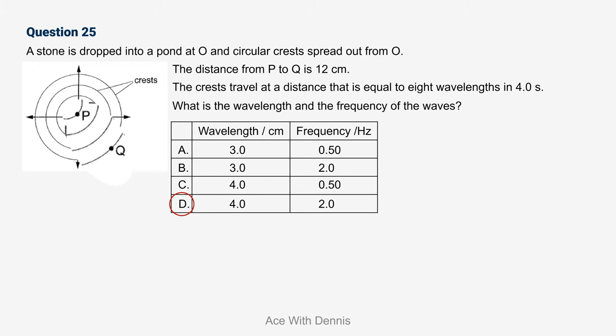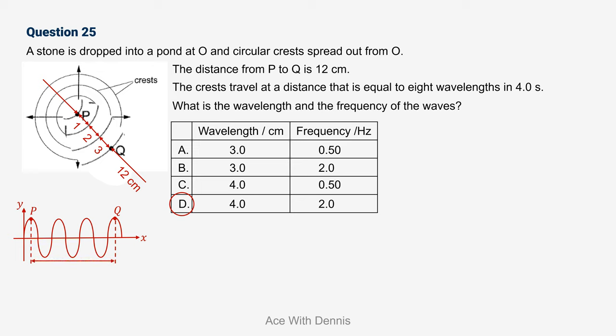Now let's zoom in on the portion where we have point P and point Q. Given that the distance between P and Q is 12 cm, and between P and Q there are 1, 2, 3 gaps, we can plot this into a waveform to see the picture clearer. This is point P. This is point Q. Between these two points, the distance is 12 cm. The distance from peak to peak of the wave is the wavelength lambda. So there are 3 lambdas. Therefore, to calculate the wavelength lambda, it is 12 cm divided by 3, which is 4 cm.